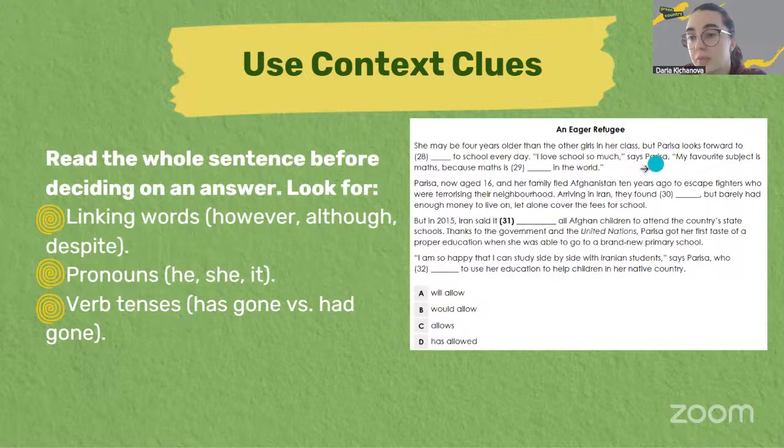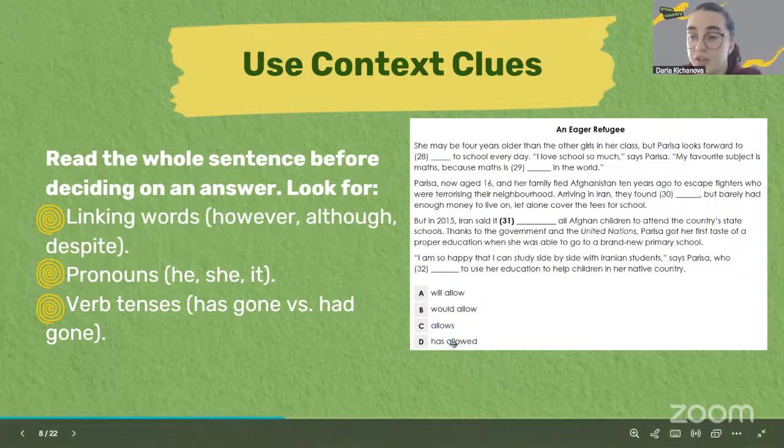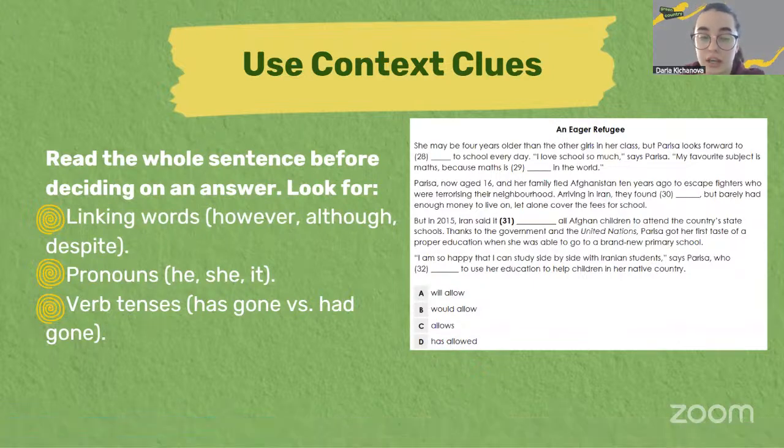So here we may see an example of the task. We are working on question 31, so please pay attention to it. Here we have 4 variants: will allow, would allow, allows, and has allowed. According to the strategy that I gave you, your task will be to check pronouns, verb tenses, and linking words. Here, we don't actually need linking words for now. But we have "Iron said it."